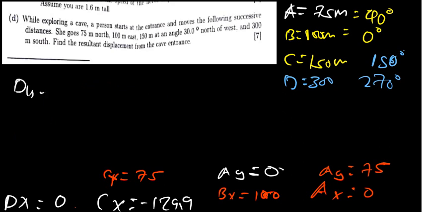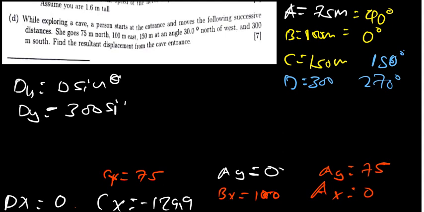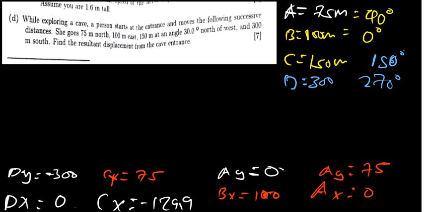Let's go to dy. Dy is going to be d sine theta. What is our d? Our d is 300 sine 270. Sine 270 is -1. -1 times 300 is -300. You can punch it using the calculator and confirm. Yes. After resolving each vector into x and y components, now add the x components alone and the y components alone. That's all. So we want to find the resultant.